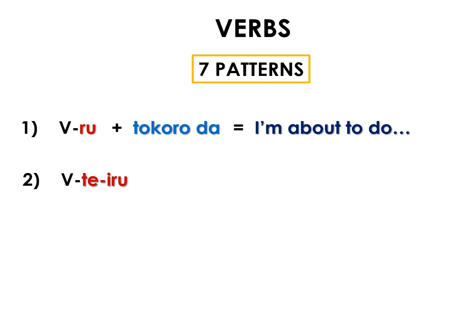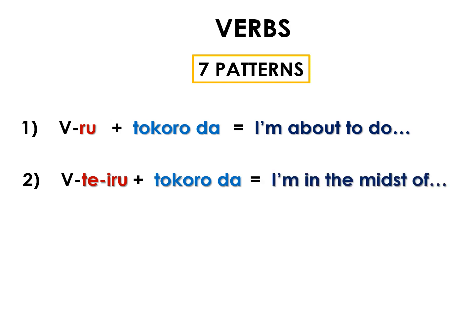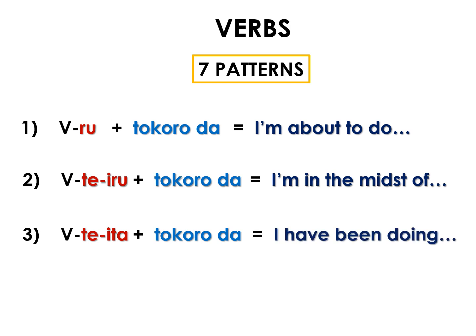The second pattern uses the progressive form or the te-iru form of the verb, plus tokoro da. Te-iru tokoro da means that I'm in the middle of doing the action. Third pattern uses the past progressive or the te-ita form of the verb, plus tokoro da. Te-ita tokoro da means I have been doing the action, meaning I started doing the action some while ago in the past and I'm still doing it now.